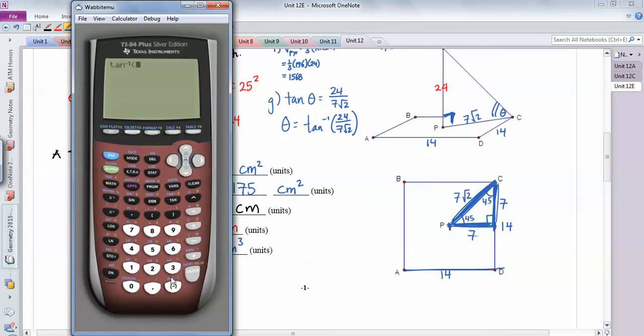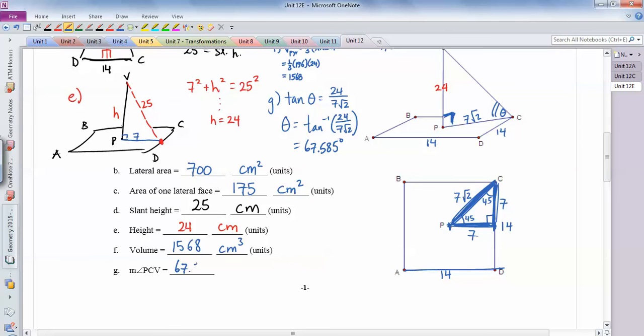So one thing to note, if I do this, 24 divided by 7 root 2, it's not going to give me the correct answer here. And the reason is it's going to do 24 divided by 7 and then multiply that fraction by regular root 2. It doesn't know that the root 2 is in the denominator. So what I have to do is put in an extra set of parentheses for the denominator, like that. So we get 67.585 degrees. Okay, so there's number 1.